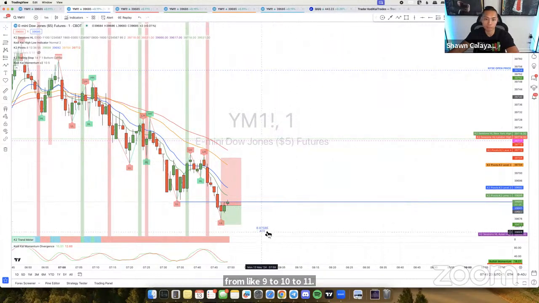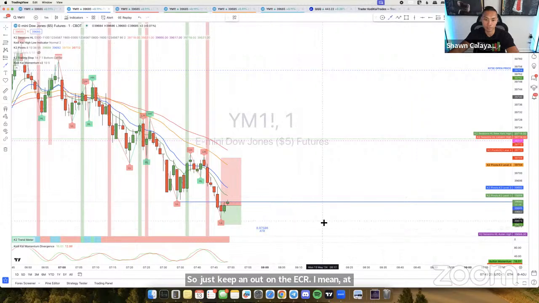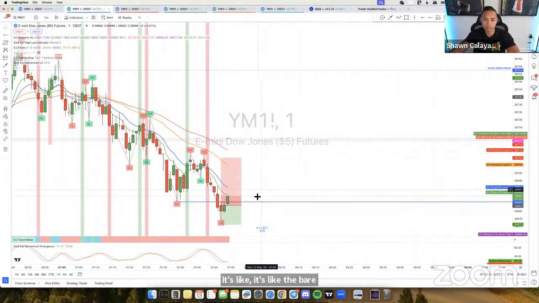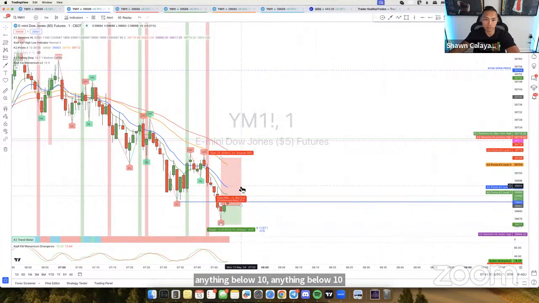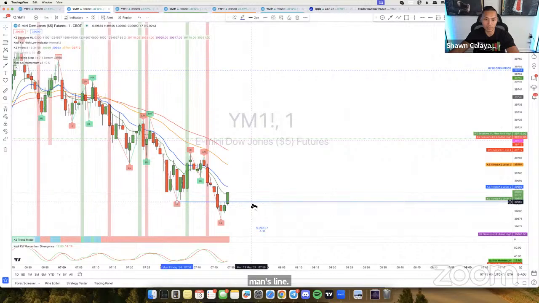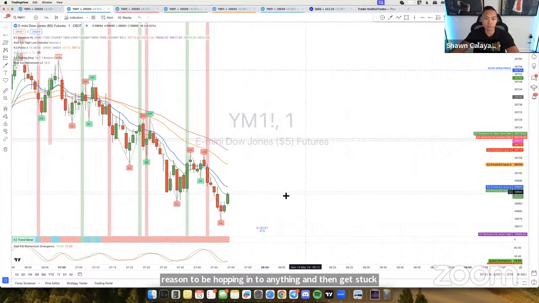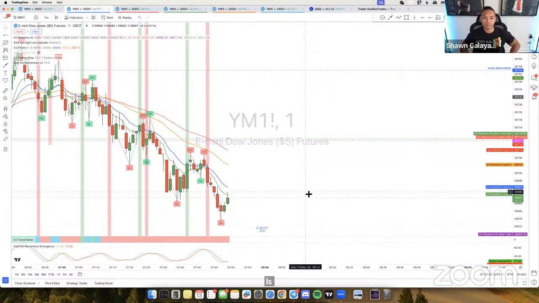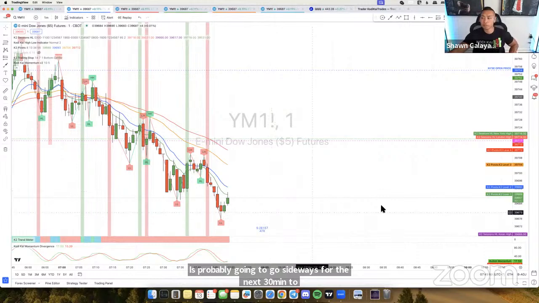At this point, I wouldn't even want to trade anything because it's at the bare minimum right now. I think anything below 10 is no man's land. You should probably just sit out of the market. There's no reason to be hopping into anything and then get stuck in a position that's going to go sideways for the next hour. It's probably going to go sideways for the next 30 minutes to an hour because the ATR hasn't picked up yet.